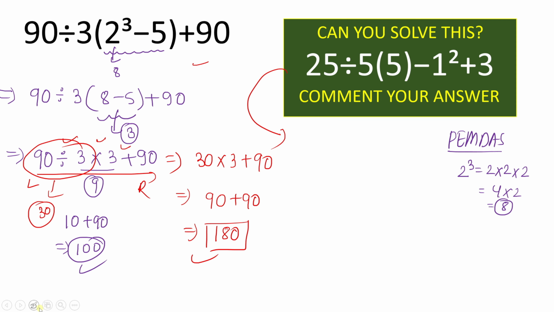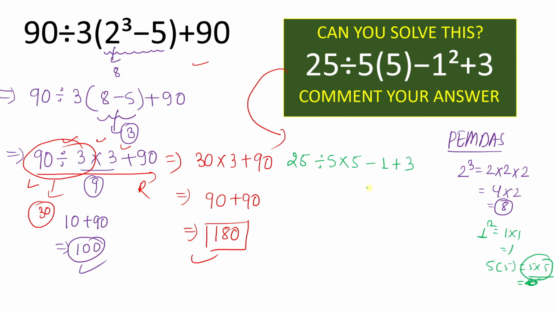And moving to the next question, we have 25 ÷ 5(5 − 1²) + 3. So here 1 squared is nothing but 1 times 1 which equals 1, and 5 with the parenthesis, this is juxtaposition, this is nothing but 5 times 5 which equals 25, you can say, but we will not write this, we will write in simple form. So here our expression will become 25 ÷ 5 × 5 − 1 + 3.